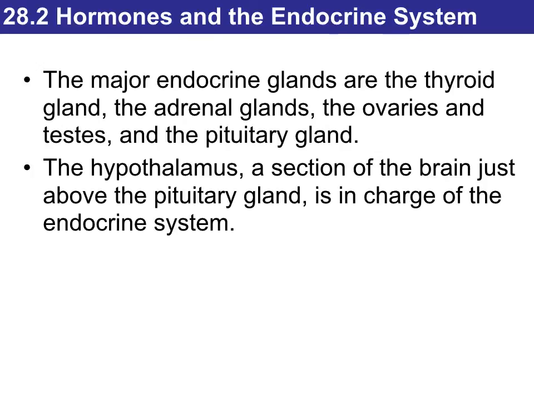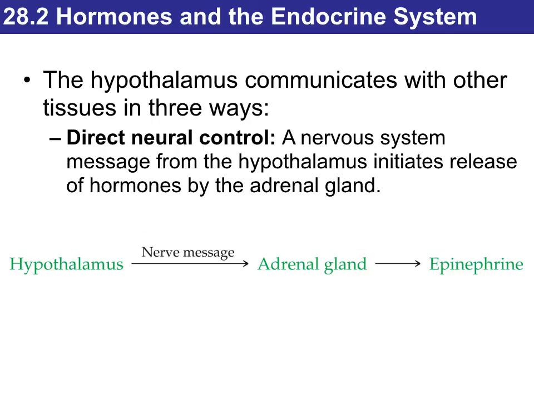Looking at the major endocrine glands, you should know those are the thyroid gland, the adrenal glands, the ovaries and testes, and the pituitary gland. Now, the hypothalamus, which is part of the brain just above the pituitary gland, is in charge of controlling that endocrine system. And there are three different ways it does this. Either a direct neural control.